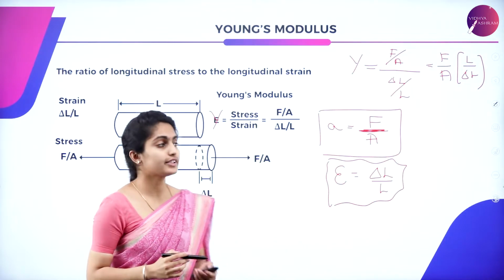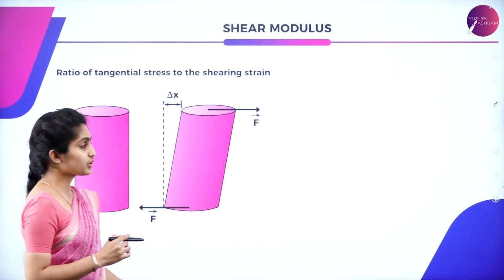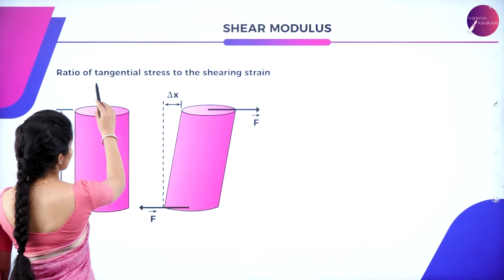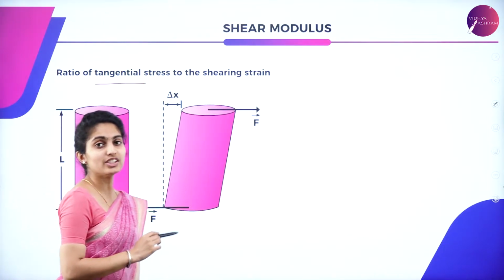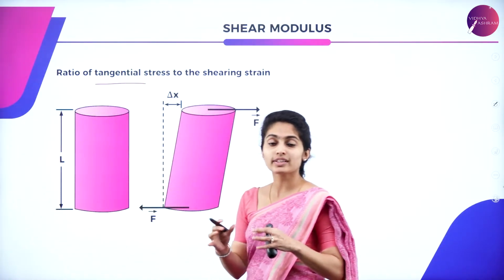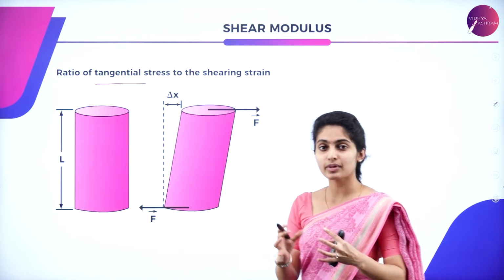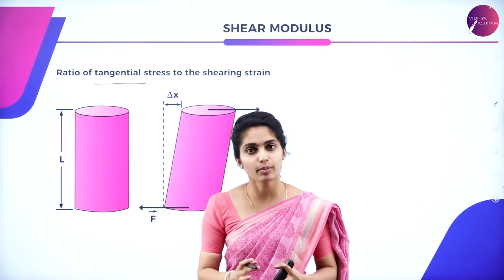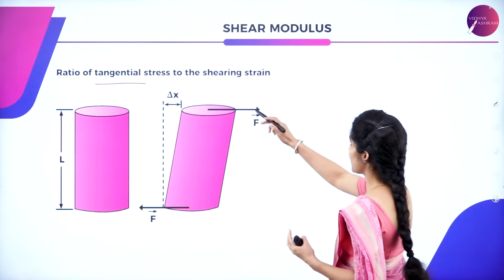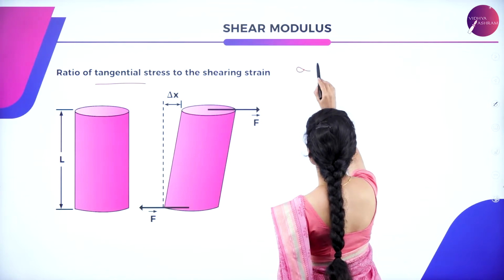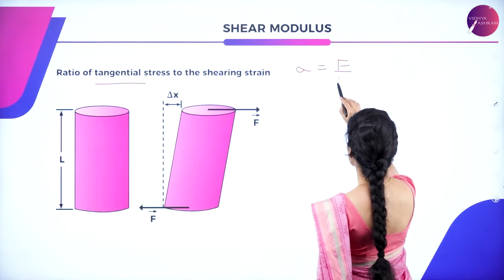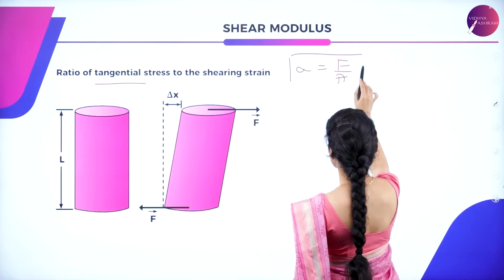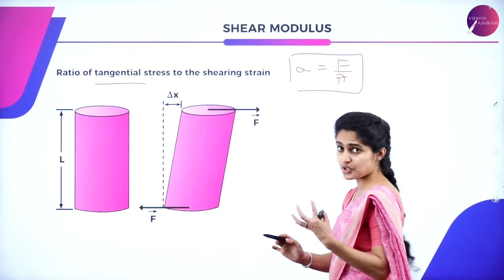After this, let us go to the shear modulus. What is shear modulus? It is the ratio of tangential stress to the shearing strain. What is tangential stress? It is nothing but the force applied on a body tangentially. So tangential stress is the restoring force per unit area, because that is the definition of stress. And shearing strain: what is shearing strain?